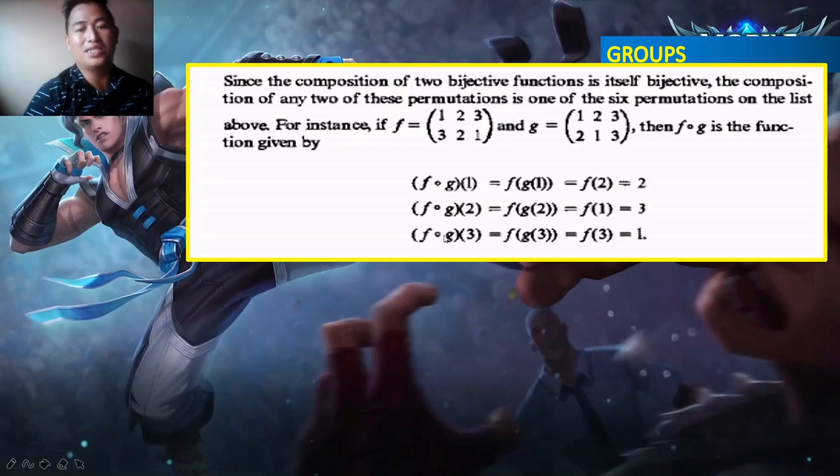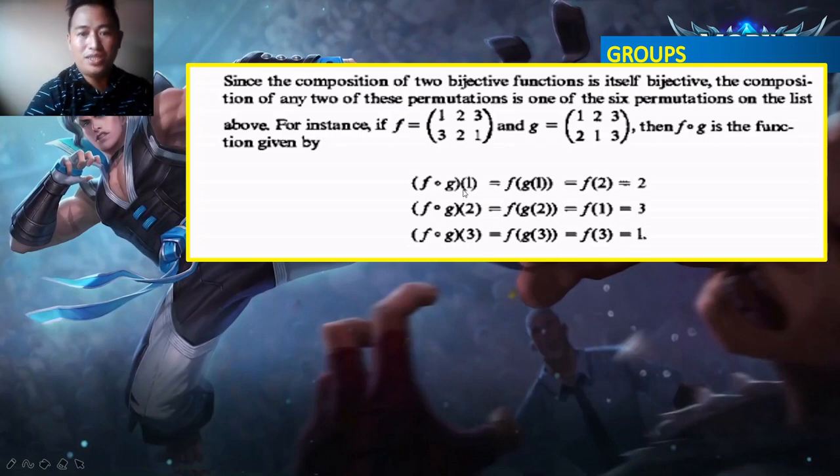So, f of g of 3 is equal to f of g of 3. So g of 3, ang 3 goes to 3 man. So 3 lagi pa ni. So F of 3. Asa man padulong ang 3? So ang 3 padulong sa 1. So F goes to 1. So this is F of 3 is equal to 1.